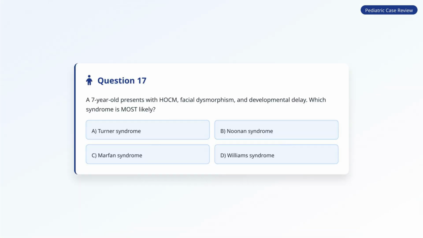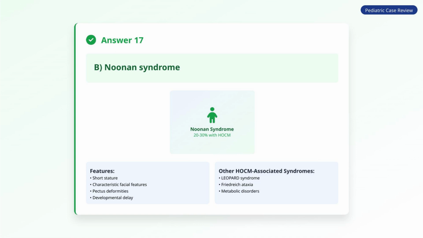A 7-year-old presents with hypertrophic obstructive cardiomyopathy, facial dysmorphism, and developmental delay. Which syndrome is most likely? A, Turner syndrome. B, Noonan syndrome. C, Marfan syndrome. Or D, Williams syndrome? The correct answer is B.